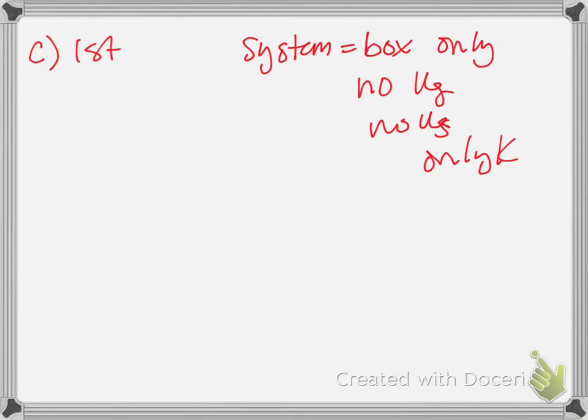However, the second part is wrong. The mechanical energy of the system decreases actually as that box goes up the ramp because gravity's doing negative work on it, it's slowing it down. So C, the first statement is right. D, the second statement is wrong. All right, E and F is student 2.